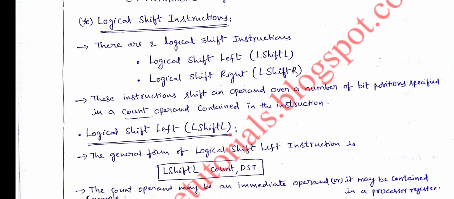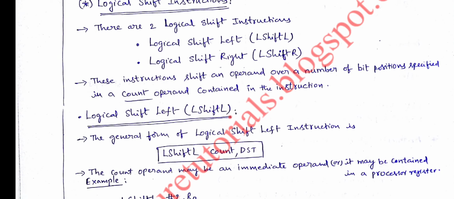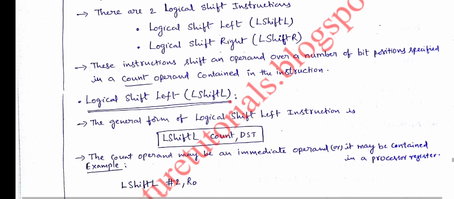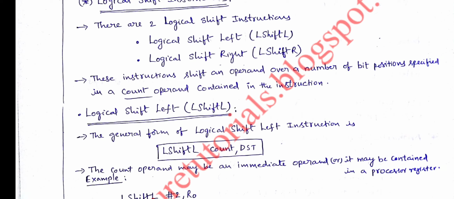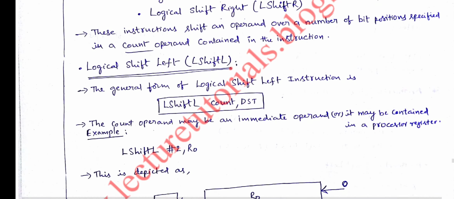These instructions shift an operand over a number of bit positions specified in a count operand contained in the instruction. These are the instructions which are used to shift left or shift right the bits a specified number of times, using a variable count. First one, logical shift left.